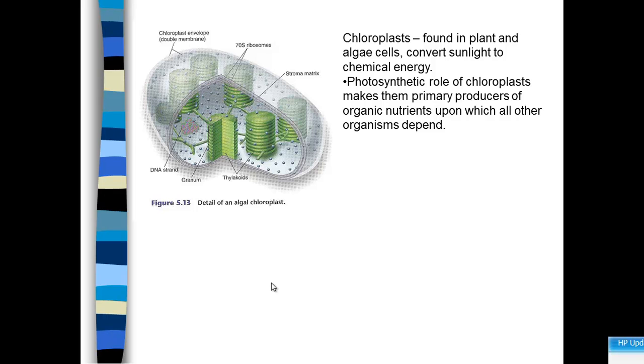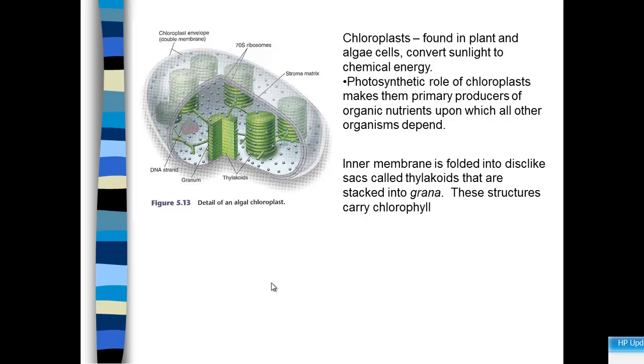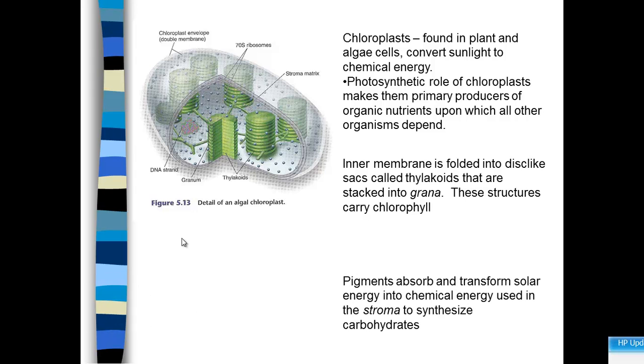The photosynthetic role of chloroplasts helps to make organic nutrients not only for them, but for others that consume organic nutrients that aren't photosynthetic. The inner membrane consists of thylakoids, and these thylakoids are these small green discs. A stack of a disc is called a granum. Multiple stacks are called grana. And the thylakoid membrane contains chlorophyll.